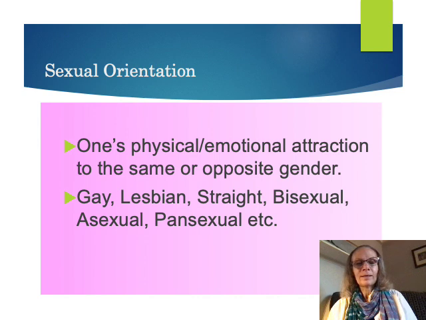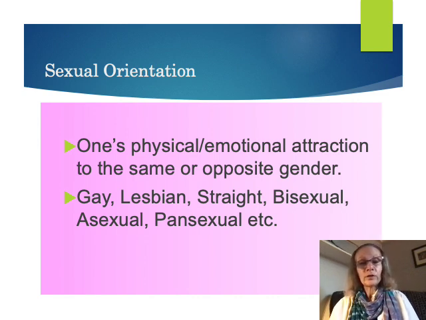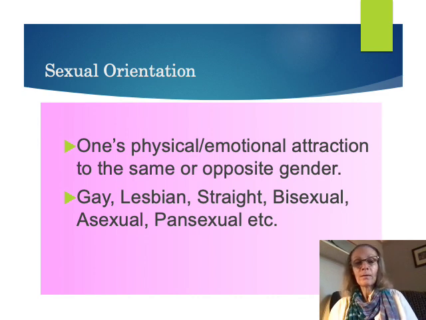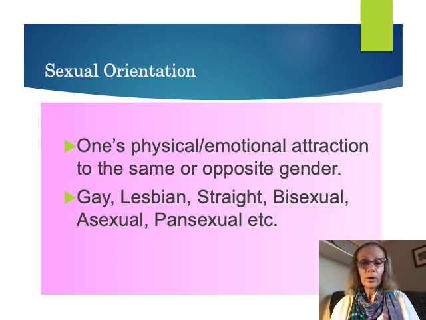If somebody is gay, that usually means their gender identity is a man and they want to have sex with other men. If you're lesbian, your gender identity is a woman and you want to have sex with other women. If you're straight and your gender identity is man, you want to have sex with women. Women, straight, you want to have sex with men. Bisexual, if you're a man, you feel comfortable having sex with men and women. Asexual, you don't want to have sex with anybody.